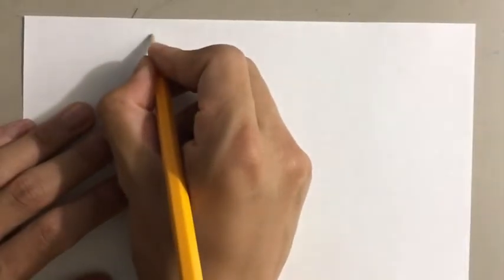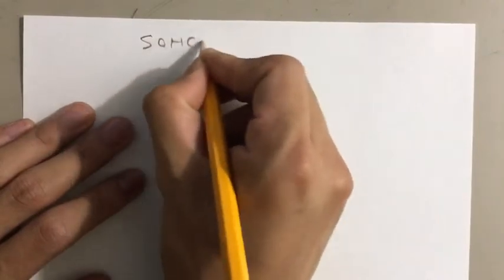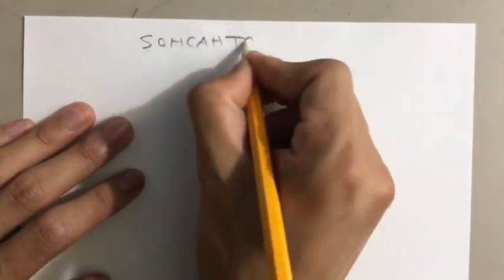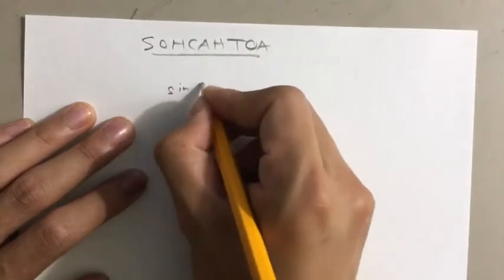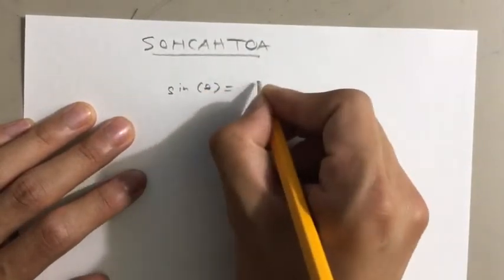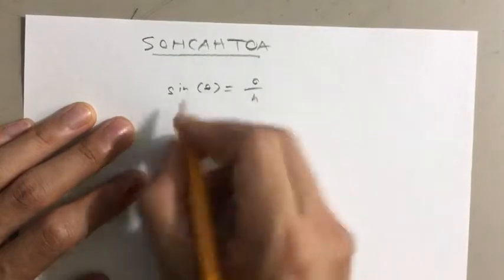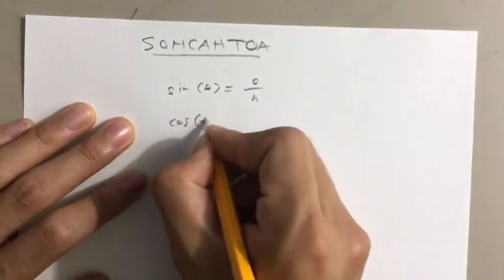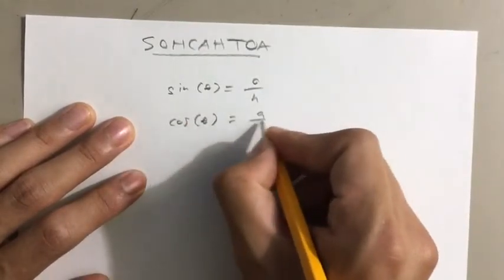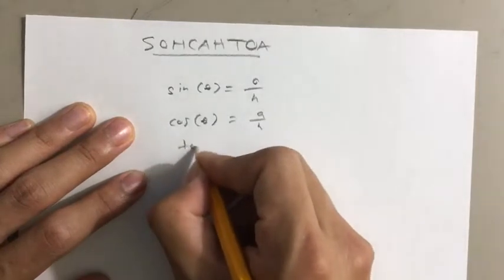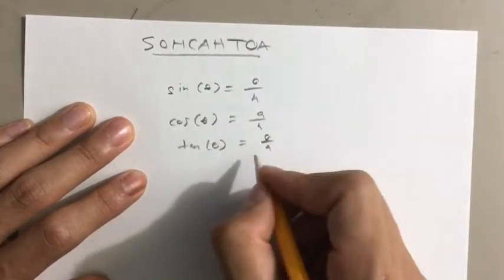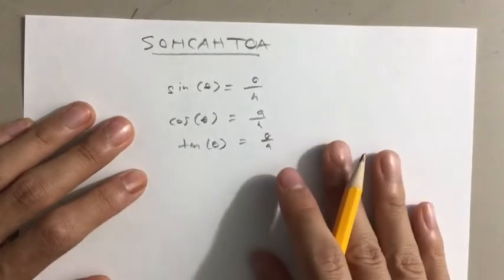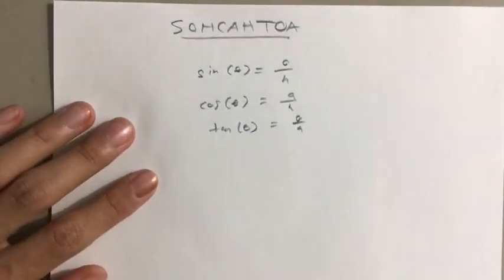So just remember Sohcahtoa. Sine of theta equals the opposite side over the hypotenuse. Cosine of theta equals the adjacent over the hypotenuse, and tangent of theta equals the opposite over adjacent. Now, let's solve some more problems.